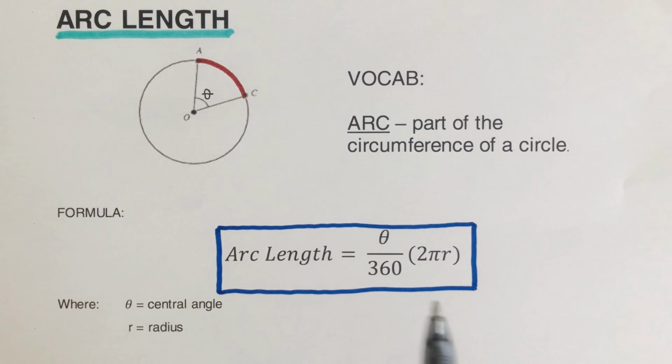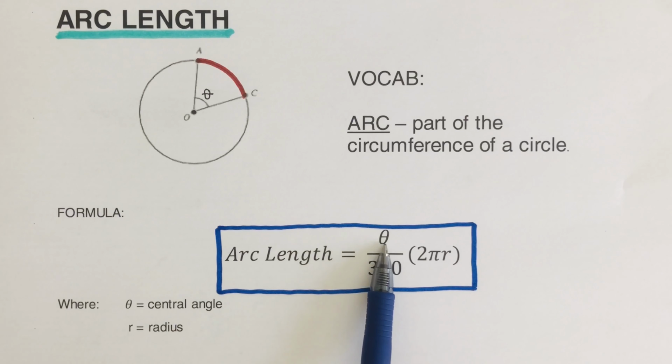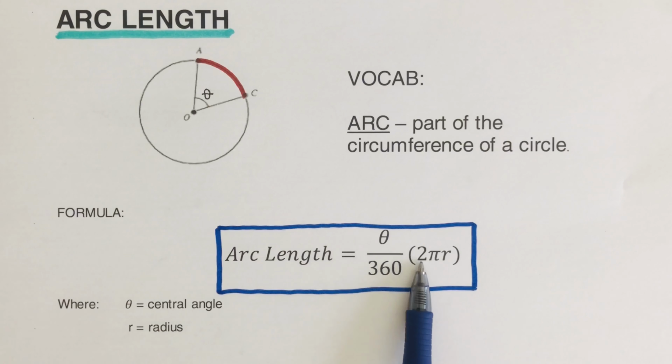Now if we want to know what is the length of just this red part right here, we are going to use the equation right here. Arc length, which is the red part, is equal to theta, our central angle, divided by 360 times 2 pi r. So let's have an example to better see how we use this equation.